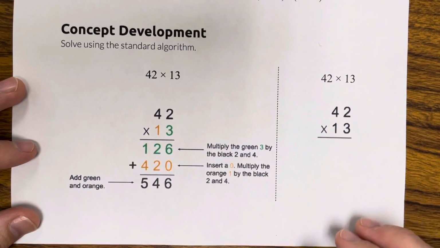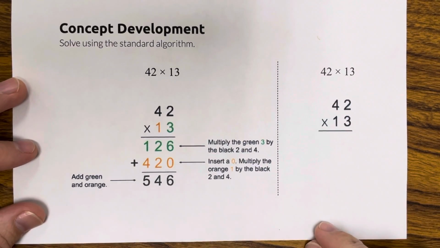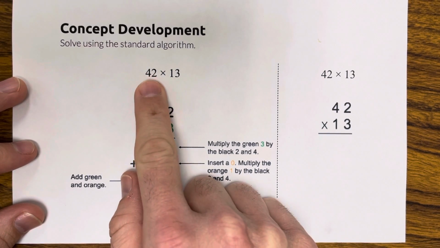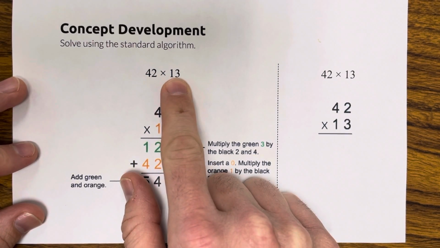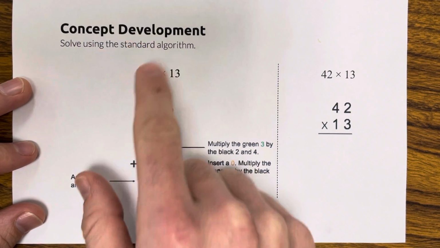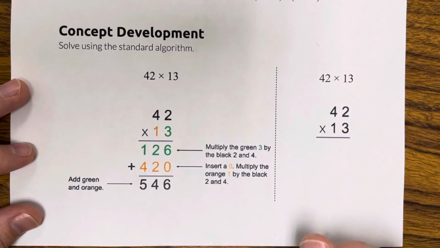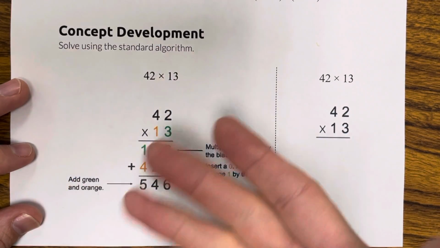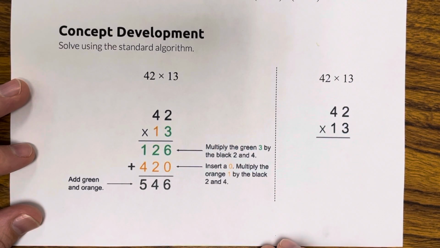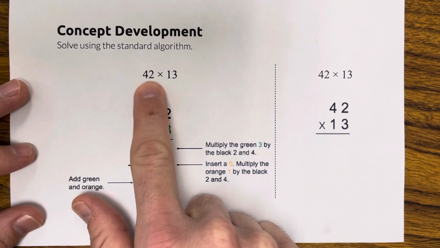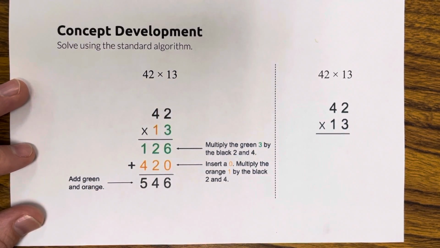Hi guys. Okay, so in this lesson, we're learning how to multiply a two-digit number by another two-digit number using the standard algorithm. And remember, standard algorithm is a fancy phrase that means the usual method or the regular method, okay? So here we have 42 being multiplied by 13, okay?